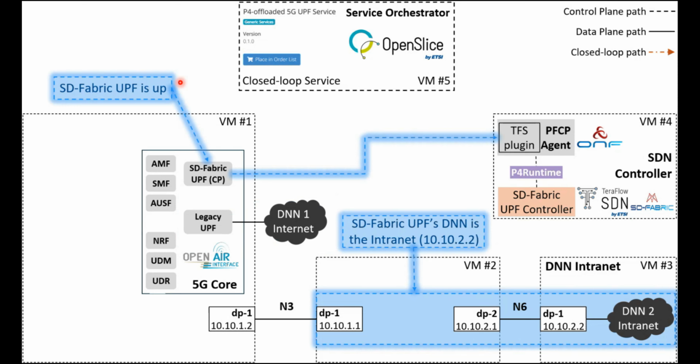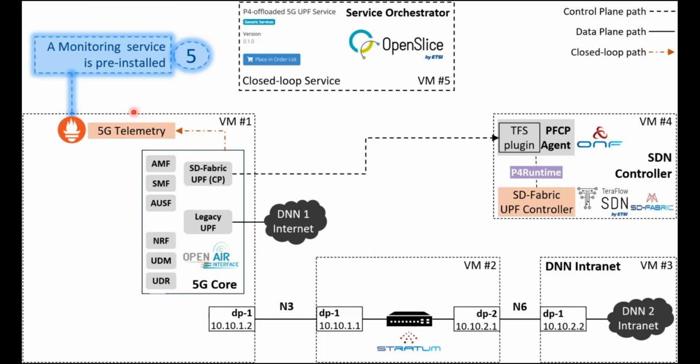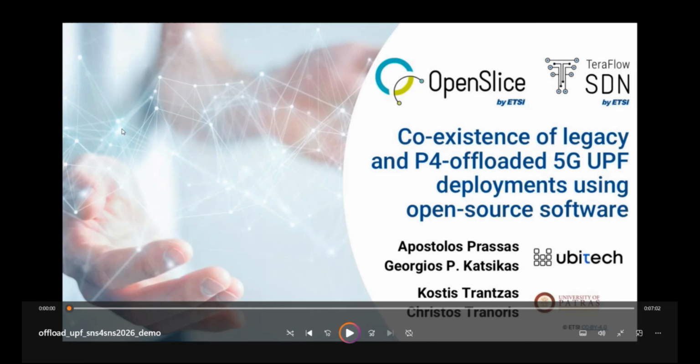At the same time, we also deploy the SD Fabric UPF, which is a control plane component add-on in the 5G core, which is connected with this environment here, which has the PFCP agent and the plugin towards TFS. And at the bottom side, we showcase the environment where the P4 UPF is going to be hosted. So this is the target environment for the P4 UPF. We deploy Stratum there, but it's also empty at the beginning. So it doesn't run any P4 program, it doesn't have any rules, it's not configured at all. So nothing happens in this UPF. And then we showcase the telemetry of the 5G system, which is important for us here to close the loop. So let's start with this phase of the demo first. So I'm going to play out the demo, the first phase of the demo.